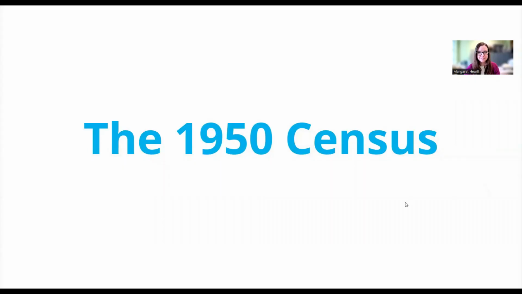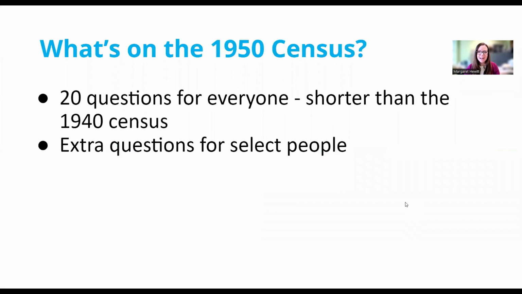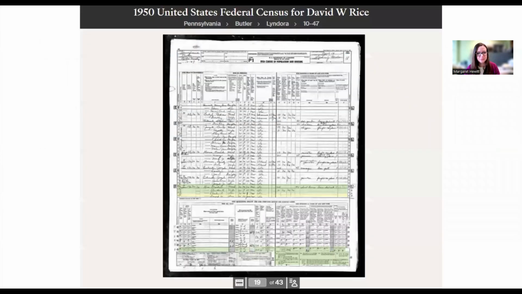Okay, the 1950 census. So what's on it? We have 20 questions that are asked of every single person, so it's going to be a little shorter than the 1940 census and certainly shorter than previous years that you've seen. But we do have some extra questions that were asked of select people.